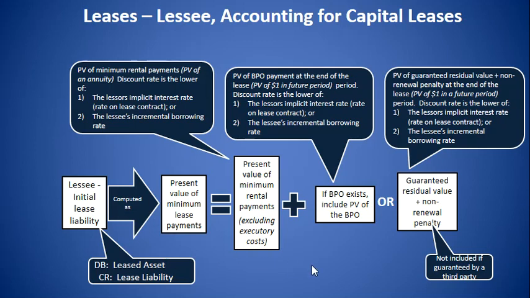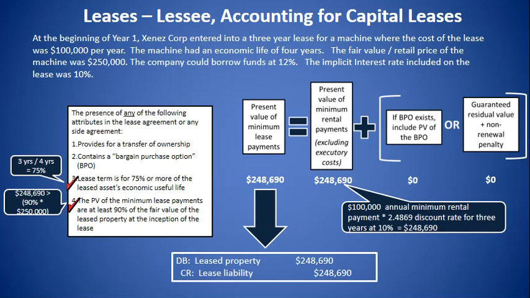Now let's try an example in this case. At the beginning of year one, Zenez Corporation entered into a 3-year lease for a machine where the cost of the lease was $100,000 a year. This machine had an economic life of 4 years. The fair value / retail price of the machine was $250,000. The company could borrow funds at 12%, and the implicit interest rate included on the lease was 10%.